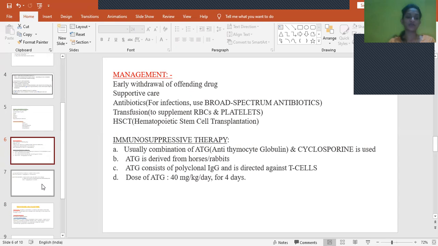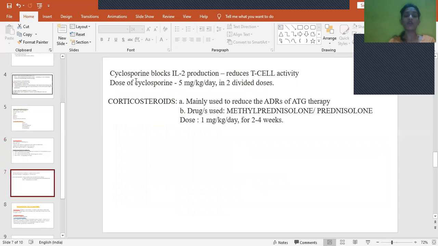And then coming to cyclosporin, what does cyclosporin do? It blocks interleukin 2 production. Interleukin 2 is a cytokine which is activated by the drug. So it blocks this interleukin 2 production, thereby it reduces T cell activity, thereby it reduces the destruction of these stem cells. The dose of cyclosporin is 5 mg per kg per day in two divided doses. So this is the dose of cyclosporin.